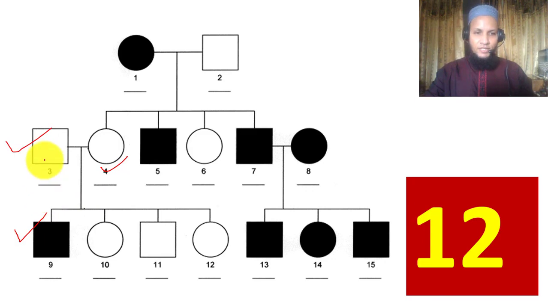Here you can see there is skipping of generation, so it is recessive. And next thing, both male and female are affected, and there is male to male transmission. So this is autosomal recessive.